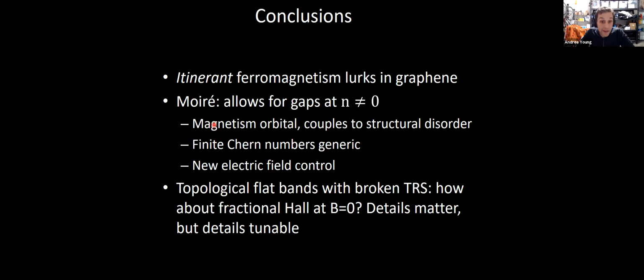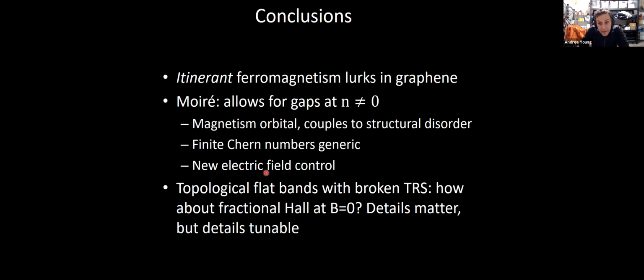Once you have a moiré, it allows you to have gaps at non-zero density and a variety of underlying bands that you can play with, including gaps that are magnetic. Once you have this magnetism and you make gaps, those gaps will be magnetic. They're fundamentally orbital magnets, and so they couple strongly to structural disorder. You can push them around with currents and electric fields. You can get these new types of knobs.